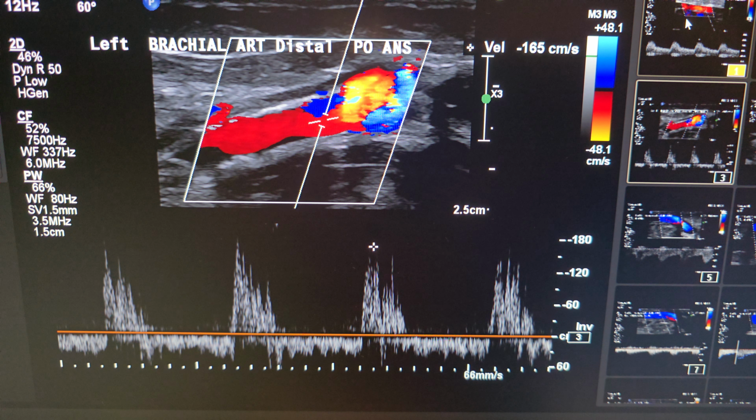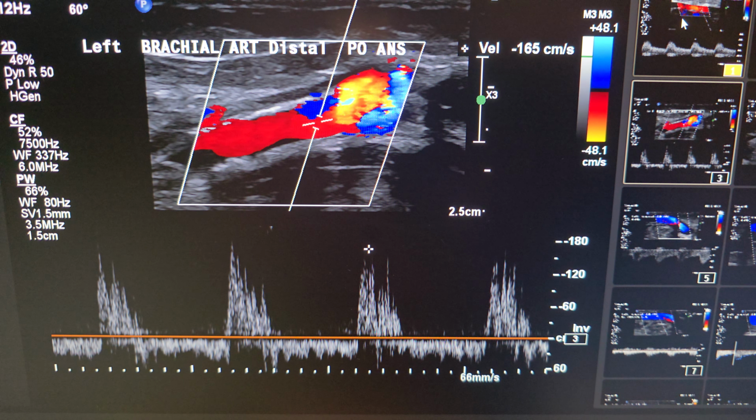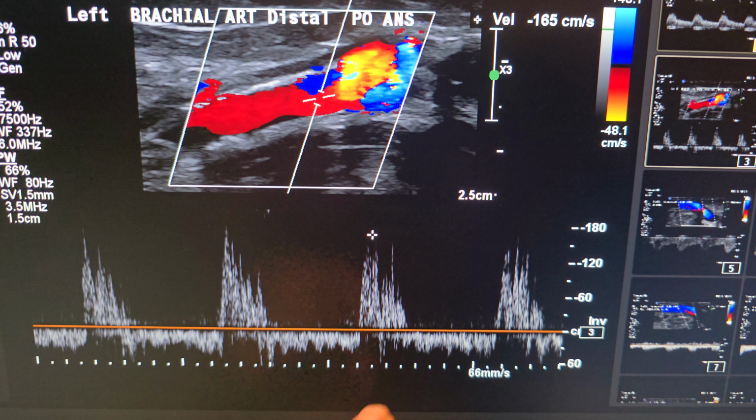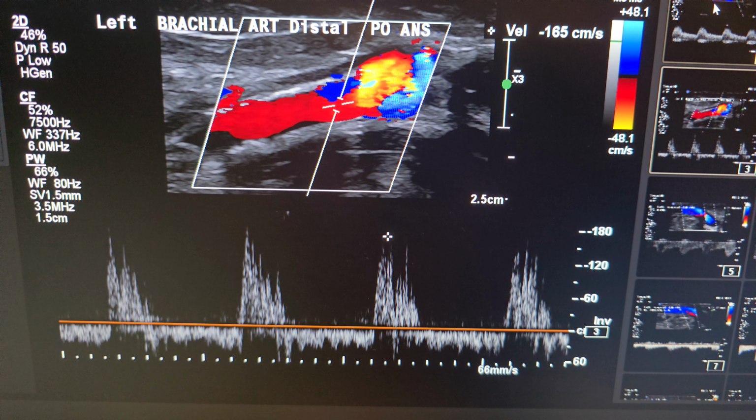Now when we move to the brachial artery post to the anastomosis, for sure the flow now will be high resistance. We can see that the wave now is biphasic.